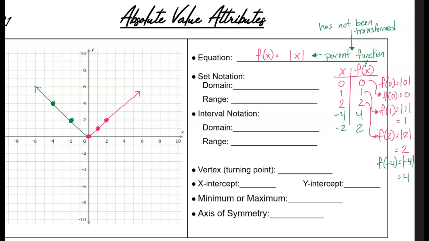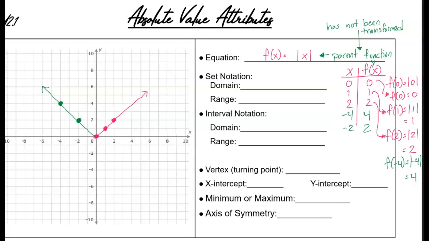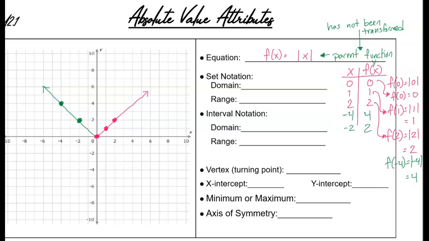Anytime you don't have a calculator and are confused about graphing, you should do a little table where you're plugging in x values and figuring out what y equals. Any questions on how we graphed the absolute value parent function?